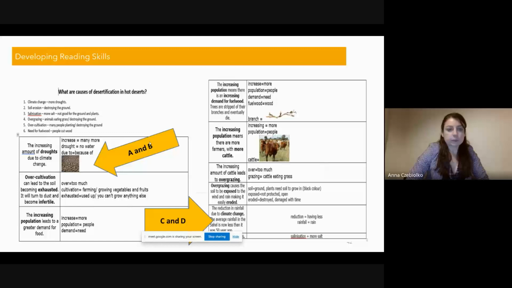And again, we've got questions. So what are causes of desertification in hot deserts? So we've got the definition, and the arrows here present that those simplified versions can be for students who are at lower levels, and those longer versions can be used by more advanced. So you've got one resource that can be used by all students in the classroom.